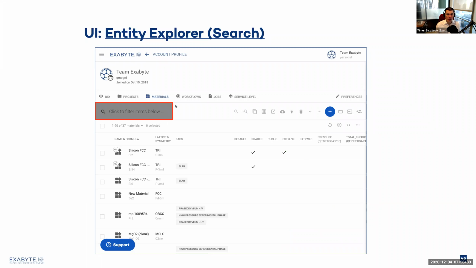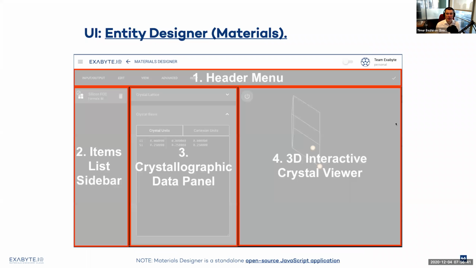At the top, we also have the search bar that can help us filter the entries in the list. Now, this is an example designer component, and I will speak about it in more detail shortly. This component is an integrated development environment available online in our platform that allows us to design material structures and modify the data that we have inside our account.